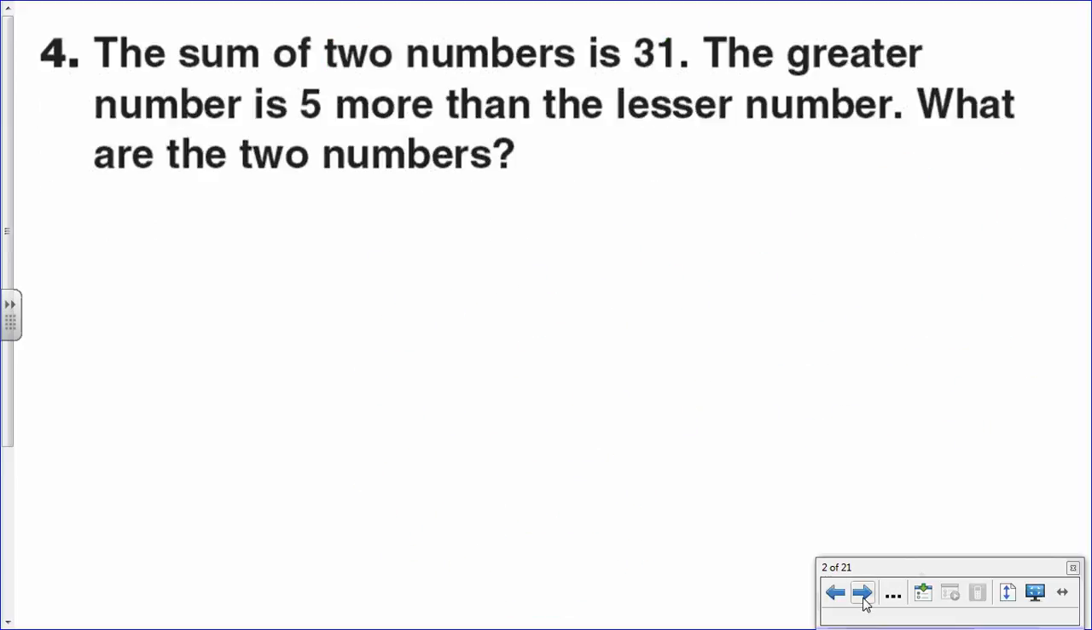Okay, what about this one? Sum of 2 numbers is what? Okay, what am I going to use for each one of those numbers? What variables? X and y. So my first equation is going to be what? X plus y equals 31. Okay, now the greater number is 5 more than the lesser number. Which one do you want to be the greater number?